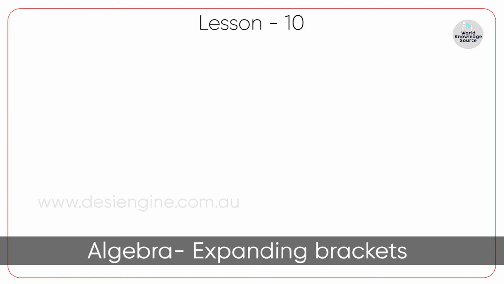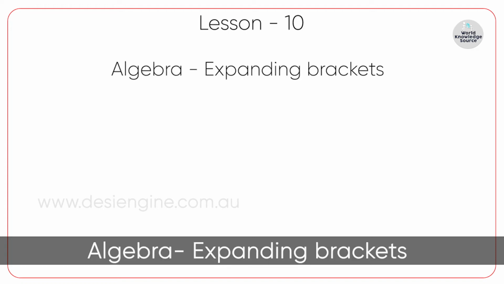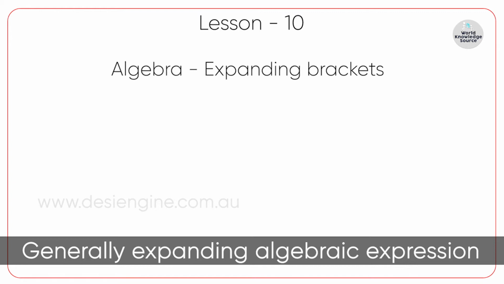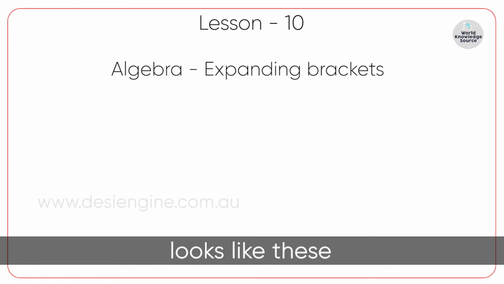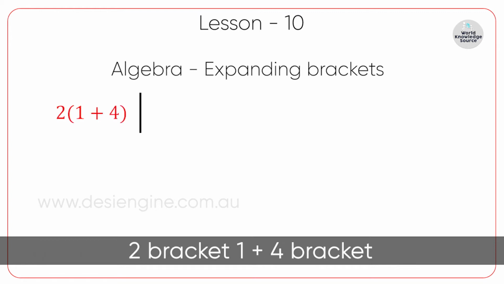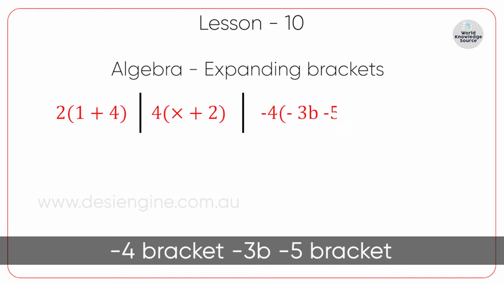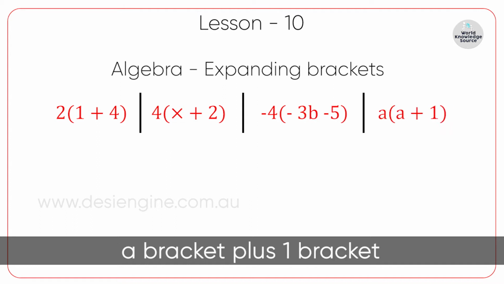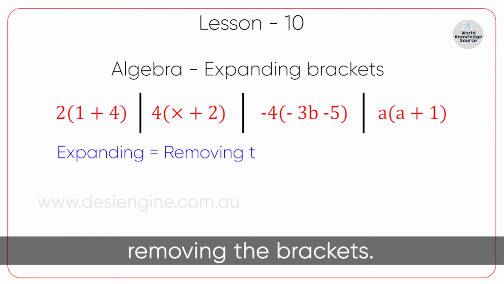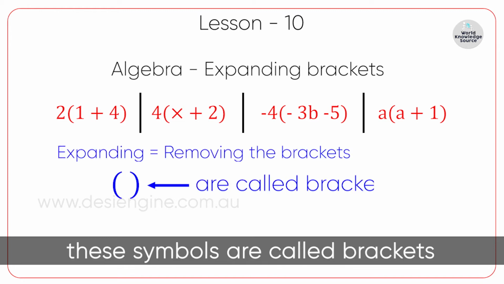Lesson 10. Algebra: expanding brackets. Generally, expanding algebraic expressions look like these: 2(1 + 4), 4(x + 2), -4(-3b - 5), a(1 + ...). Expanding means removing the brackets. These symbols are called brackets.